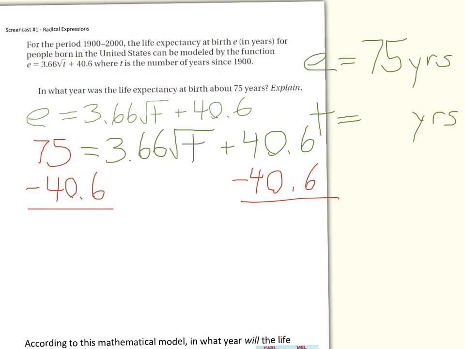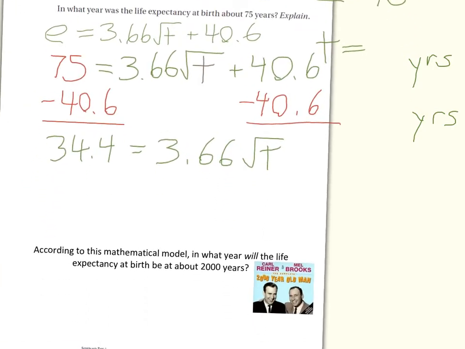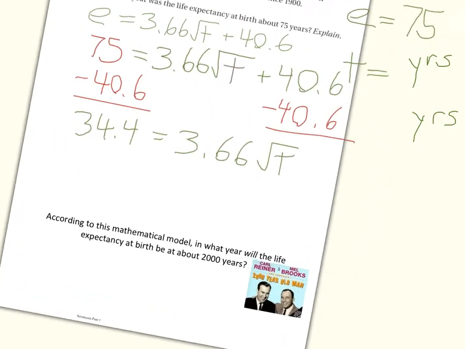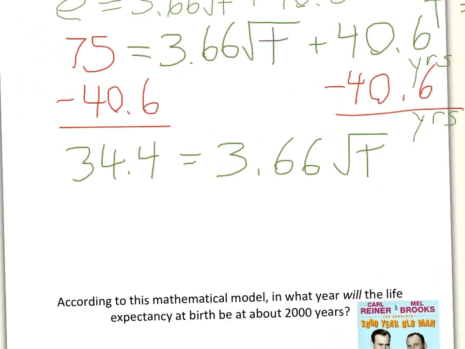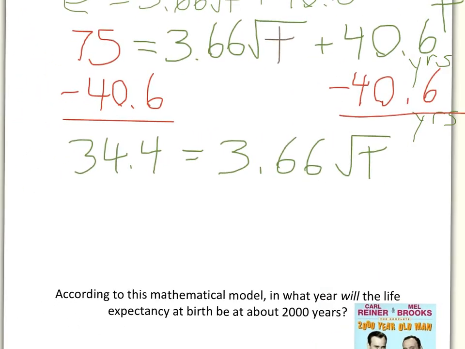So we still subtract 40.6 from both sides, and as I said earlier, that is still 34.4, and that's now going to be equal to 3.66. And before we saw it as just T, well now it is still the square root of T. Alright, so, well, what do we do next? Well, what did we do next before? Nothing different. Divide both sides by 3.66.